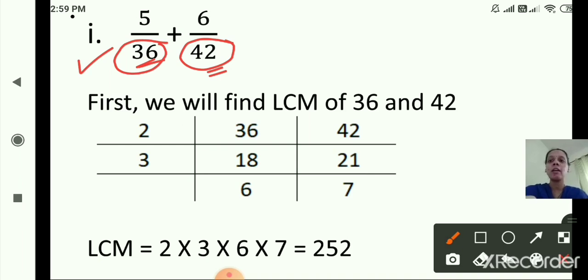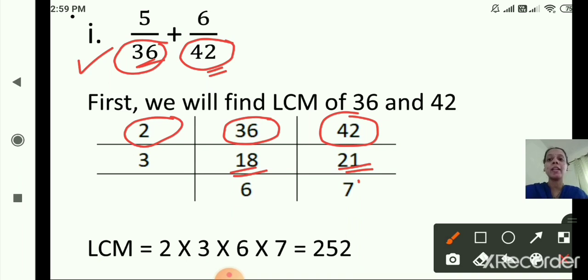As you can see here, I have written both the numbers 36 and 42. Now both the numbers are divisible by 2, so here we will write down 2. Now 36 divided by 2 is 18, so below 36 I have written 18. Now 42 divided by 2 is 21, so I have written it below 42.